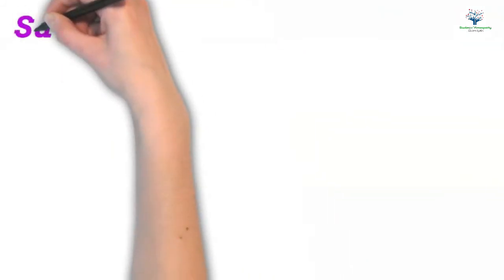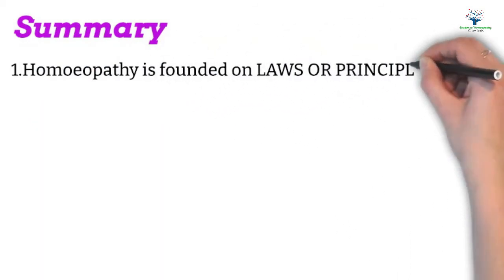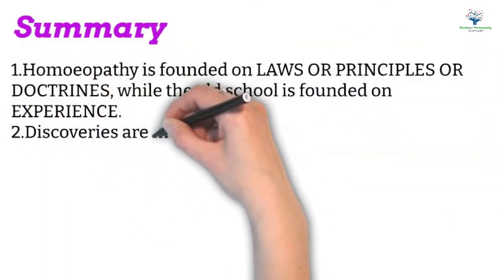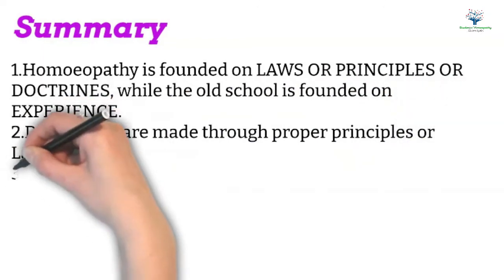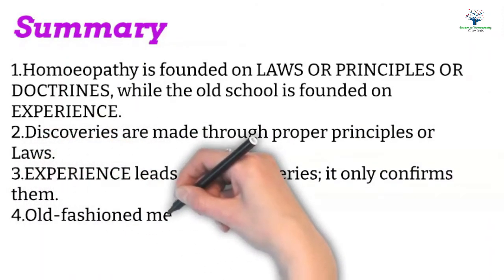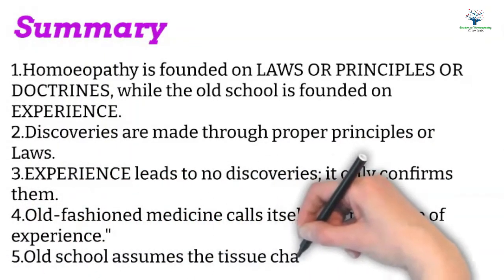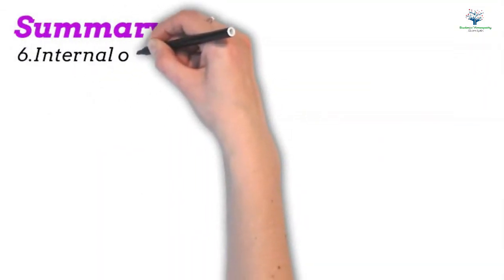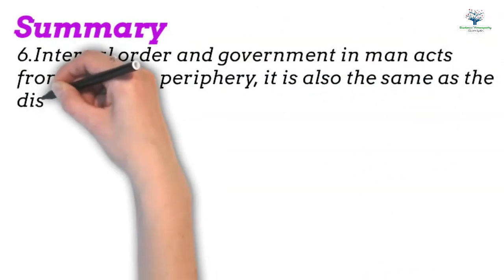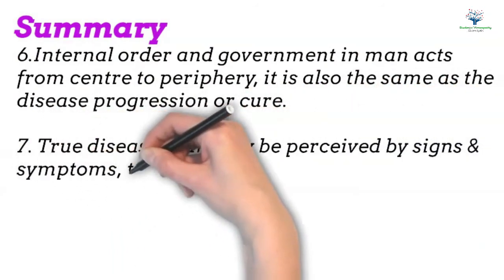So let's summarize the things we have discussed till now. Homeopathy is founded on laws or principles or doctrines, while the old school is founded on experience. Discoveries are made through proper principles or laws. Experience leads to no discoveries, it only confirms them. Old-fashioned medicine calls itself the medicine of experience. Old school assumes the tissue changes as real disease. Internal order and government in man acts from center to periphery. It is also the same as the disease progression or cure. True diseases can only be perceived by signs and symptoms. There is no other way.